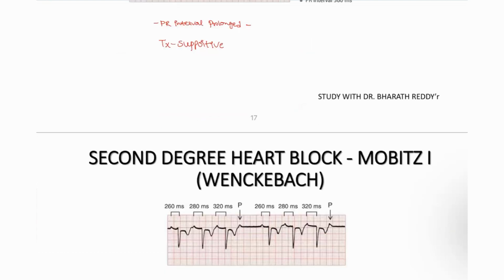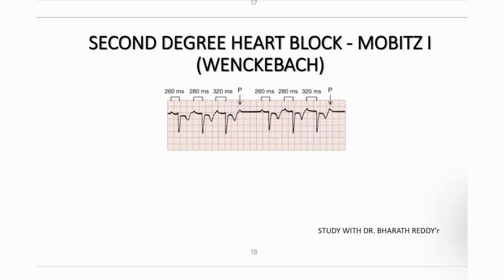Next, moving on to the second degree heart block, Mobitz type 1, or Wenckebach. What does it mean? There will be PR interval prolongation, the PR interval prolonging over time. Then suddenly there will be a P wave drop, so the PR interval prolongs and then a QRS complex drop is seen in the second degree heart block, Mobitz type 1.